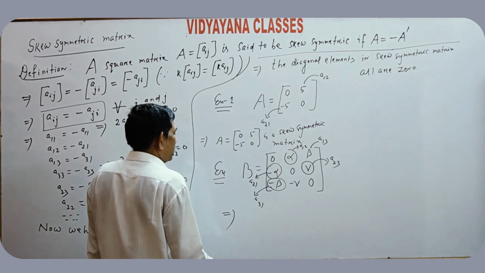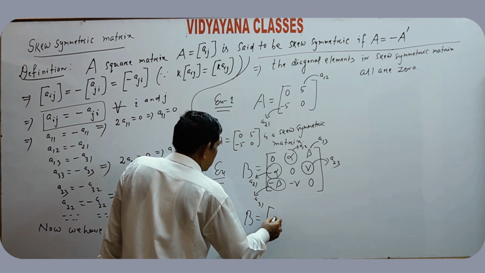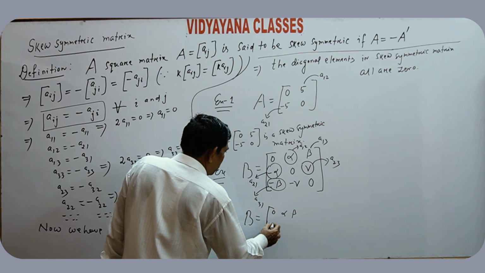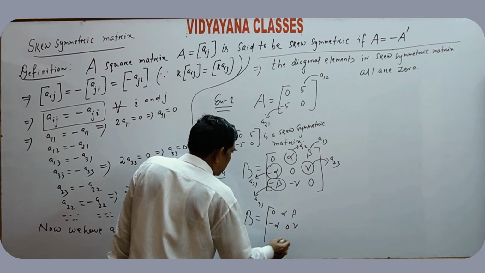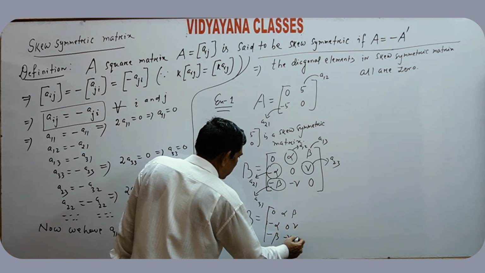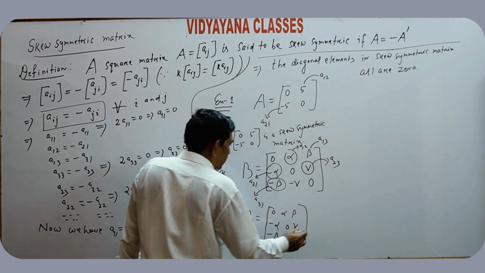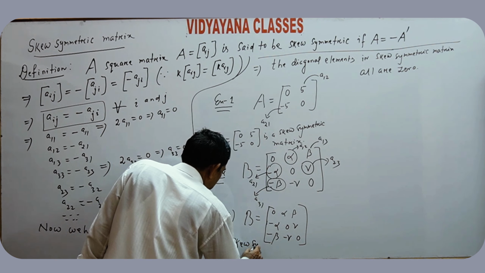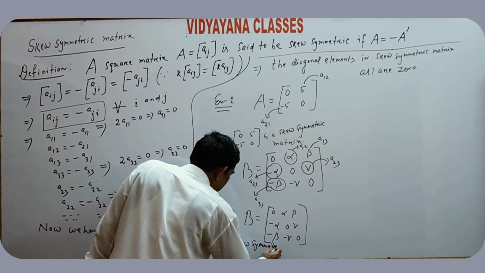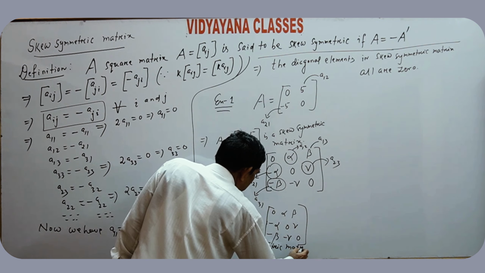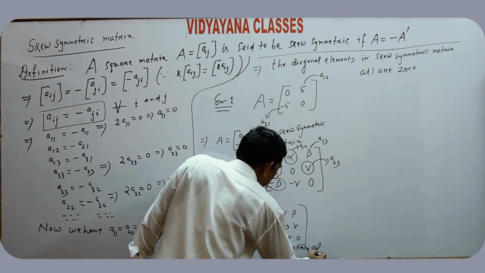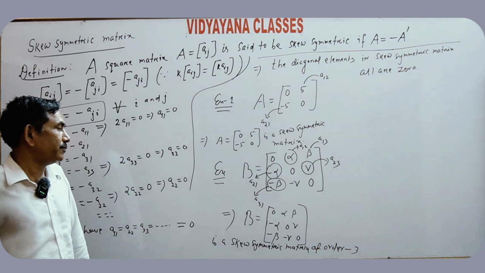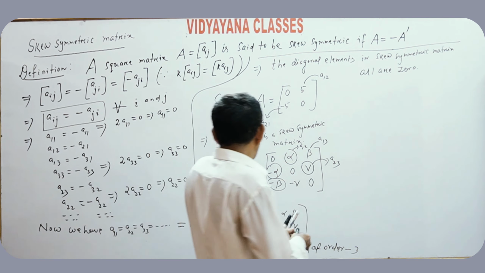Implies B is 0, alpha, beta; minus alpha, 0, gamma; minus beta, minus gamma, 0, is a skew symmetric matrix of order 3. Clear? Last example.